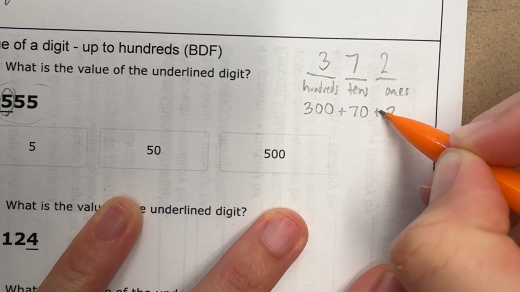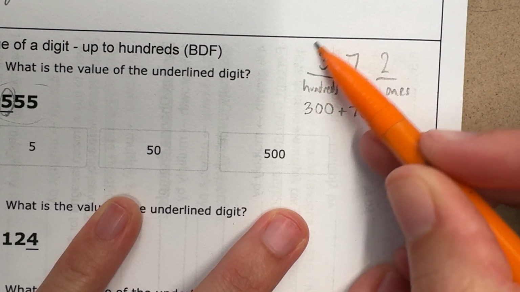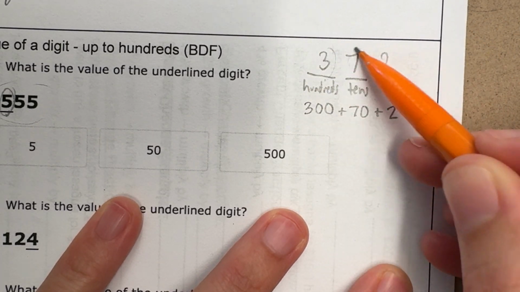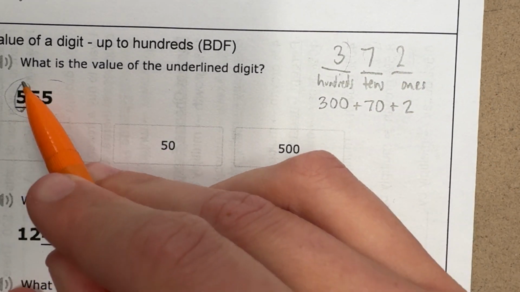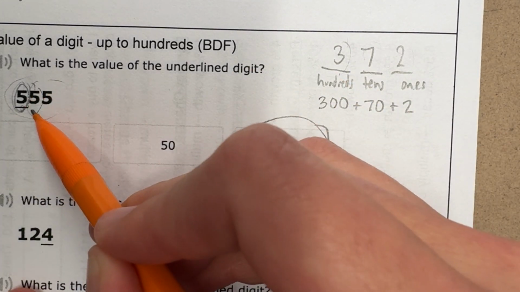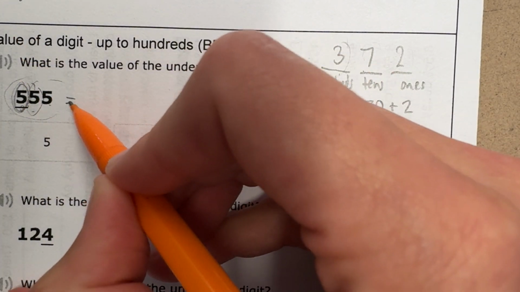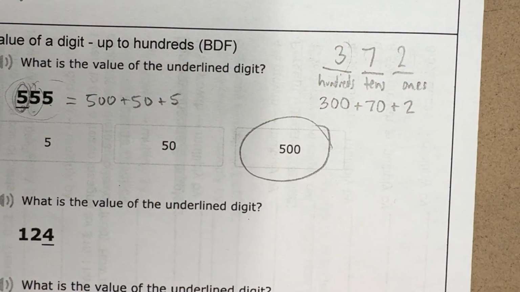So if you were to add 300 plus 70 plus 2, you'd get this number, right? This digit means 300, this means 70, and this means 2. So this is the hundreds place. The value of this digit is 500. Then the value of this digit is 50, and this is 5. So this is the number 500 plus 50 plus 5.